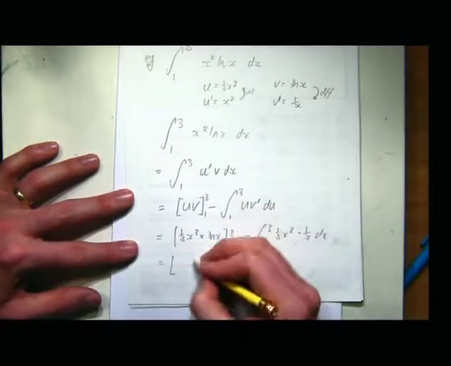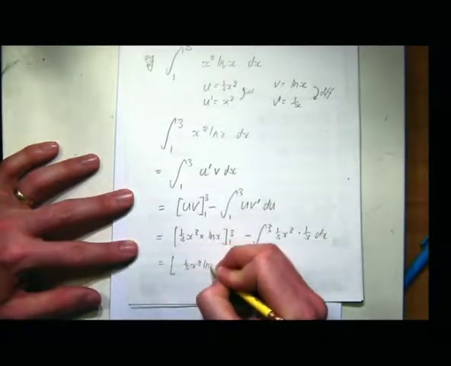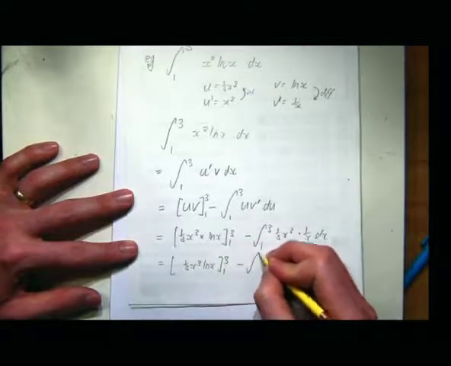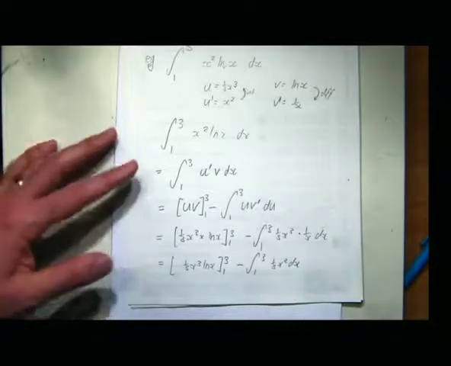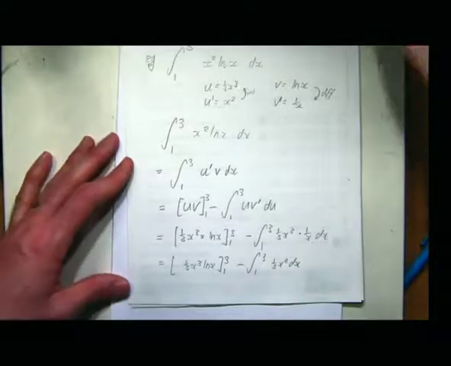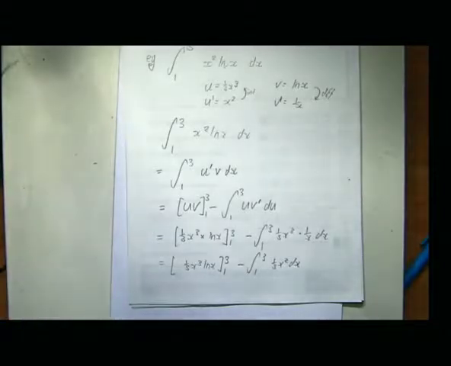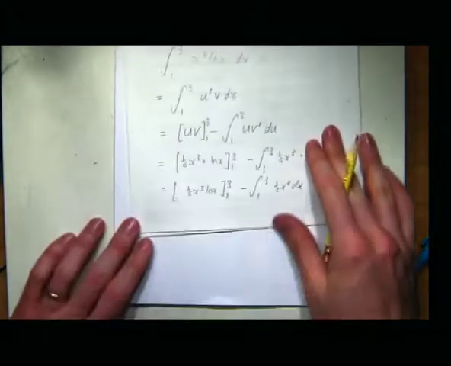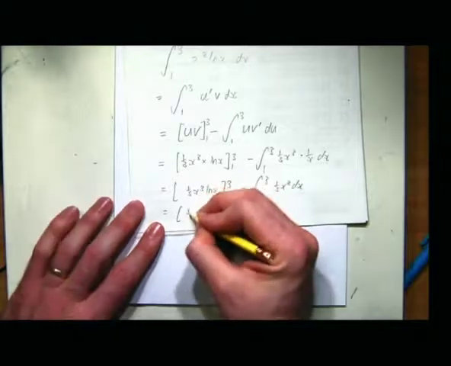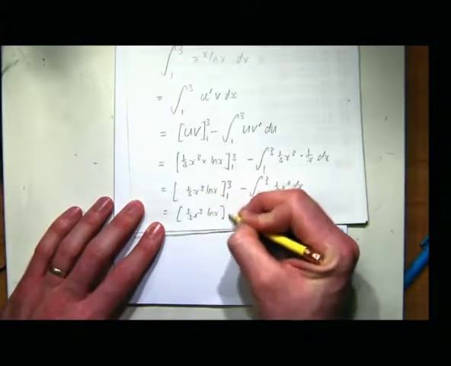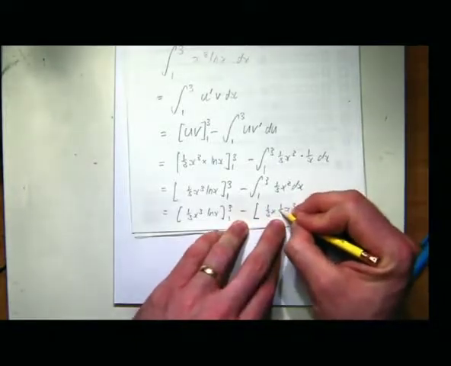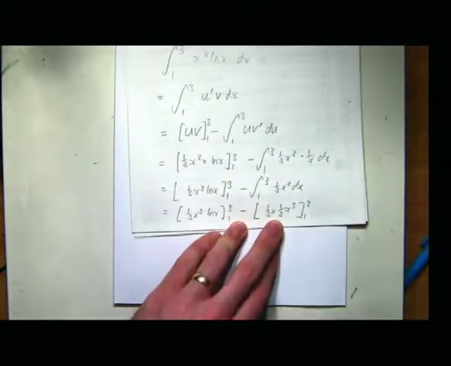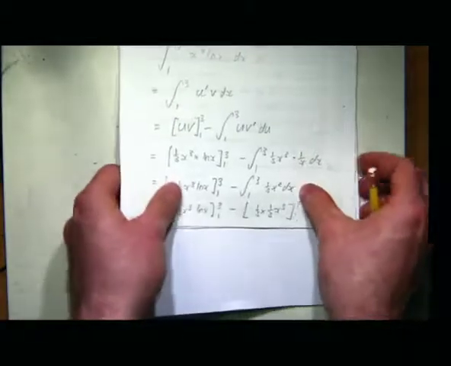So a third of x cubed ln x from 1 to 3 minus a third of x squared. And I can totally integrate a third of x squared. It's just a polynomial, so I can do power up by 1 divided by new power. The third will still be there. Power goes up by 1, I divide by the new power. And now, if this was an indefinite integral, I would have stopped there and put a big plus c on the end.